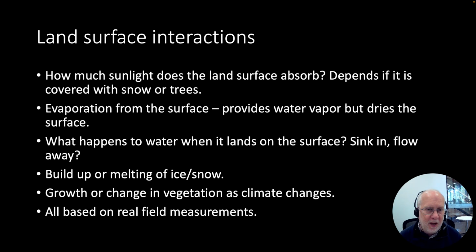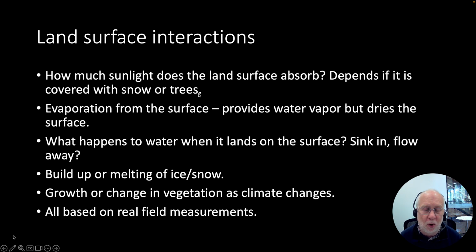So we look at the layers of air touching the land, and we can see what happens here. One thing is, how much sunlight does the land surface absorb? Now that depends what it's covered in. If it's ice, very little. The sunlight just bounces off. If it's covered in trees, it absorbs most of the light. So you've got to know what the vegetation level is. But you've also got to figure in how that vegetation is going to change.